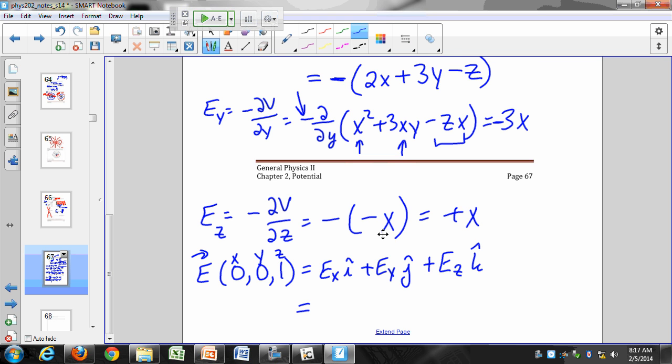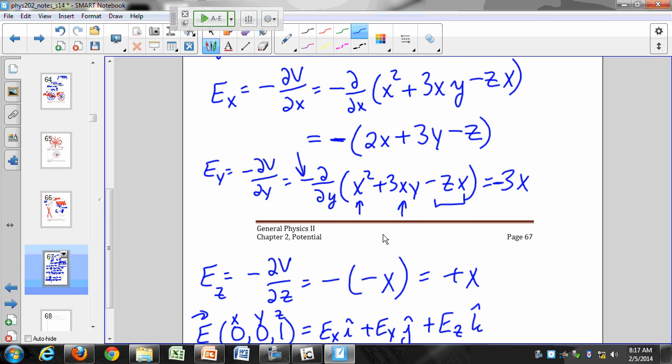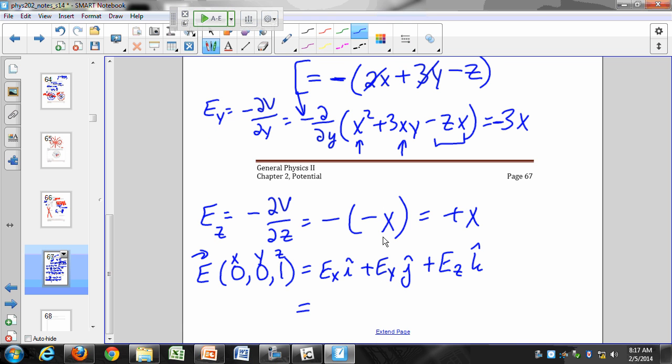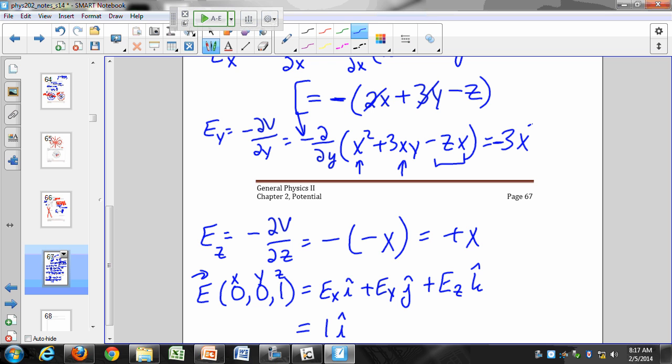So here I would just take my coordinates and plug them into the individual functions. So up here I would put in 0, 0, 1. That term would go away, that term would go away, and I would be left with negative of negative 1, which is 1i. And then I would do the same here. X was 0, so that's going to be plus 0j. And then Ez is also 0k, because I'll take this function and plug in x equals 0.